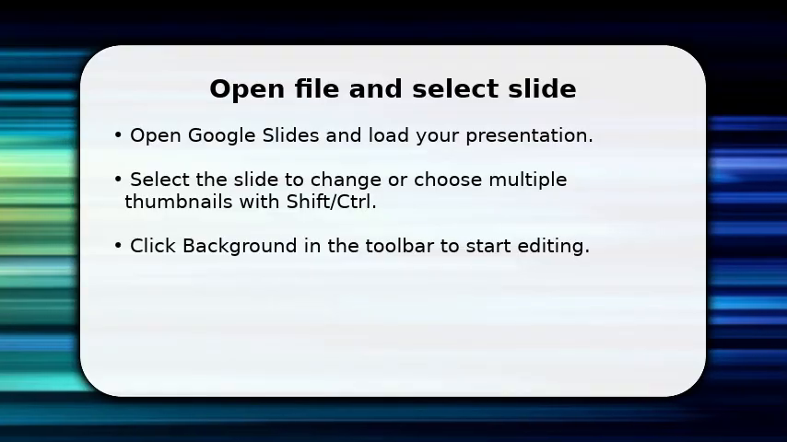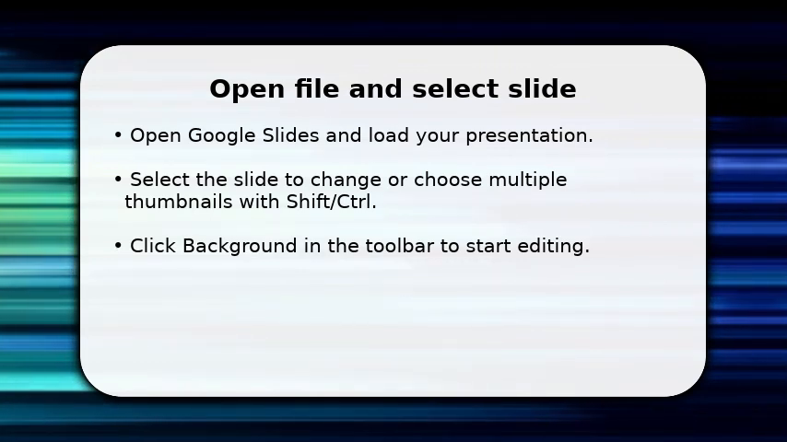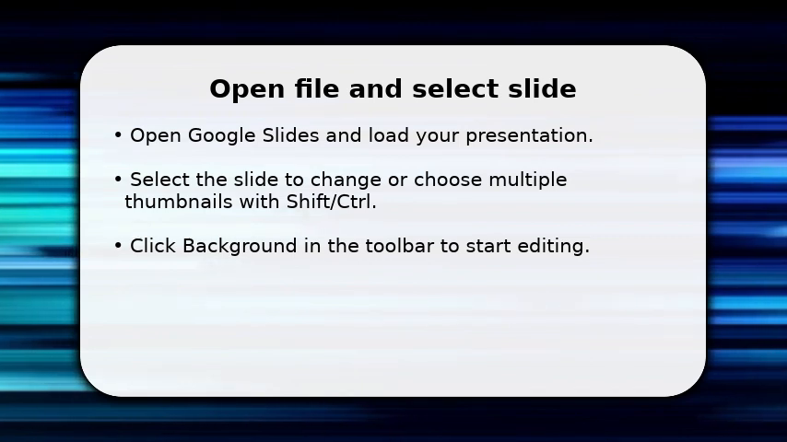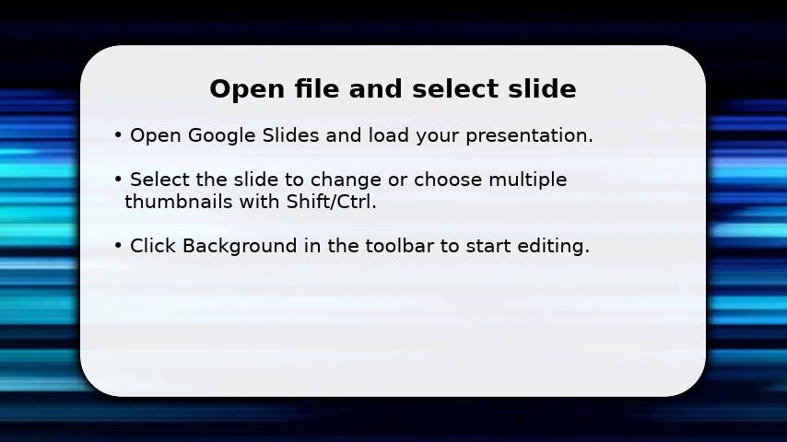You start by opening the presentation and selecting the slide or slides you want to change. Once selected, click Background in the top toolbar to open the dialog. This is faster than digging through menus. It gives you immediate options for color or image. Make sure you pick the correct slide thumbnails first, because changes can apply to one slide or all. When the background dialog appears, you're ready for the next step, choosing a color or uploading an image.